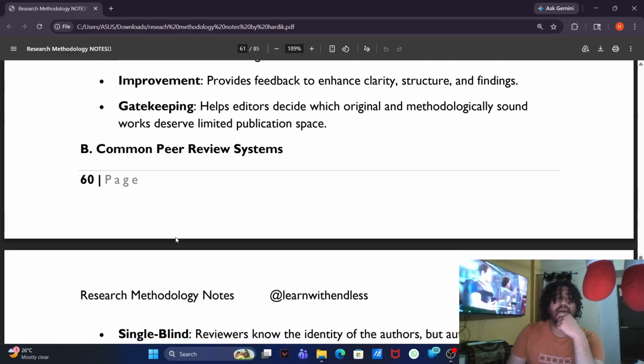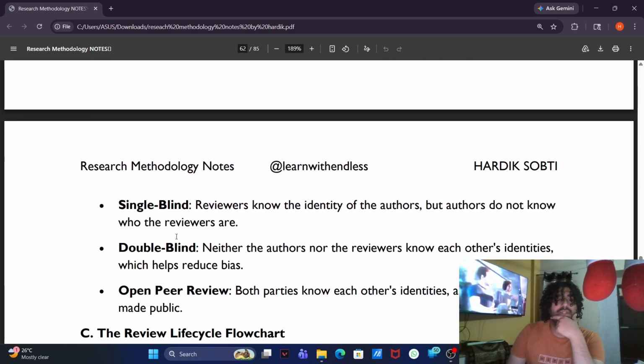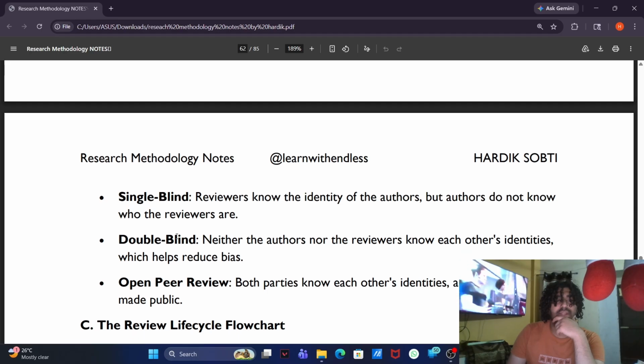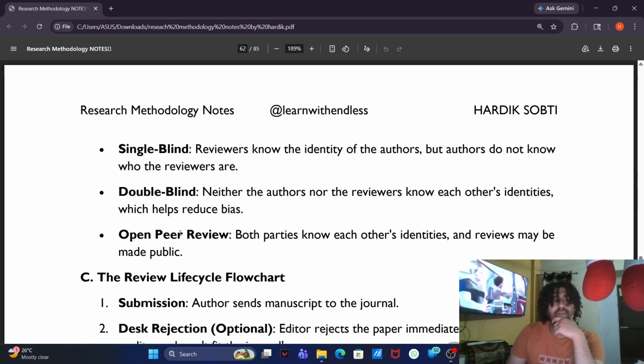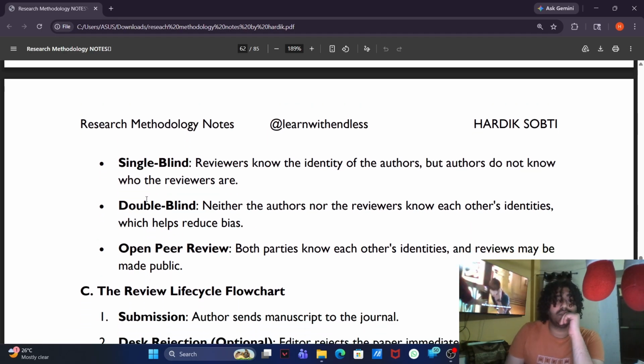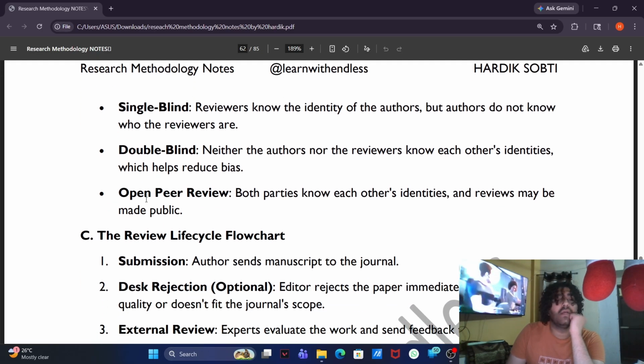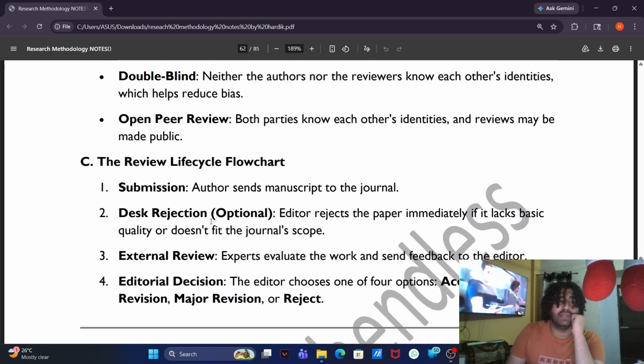Next subtopic, common peer review systems. These are single blind, double blind, and open peer review. Let's go through them one by one. Single blind: reviewers know the identity of the authors, but authors do not know who the reviewers are. Double blind: neither the authors nor the reviewers know each other's identity, which helps reduce bias. Open peer review: both parties know each other's identities. Reviews may be made public.